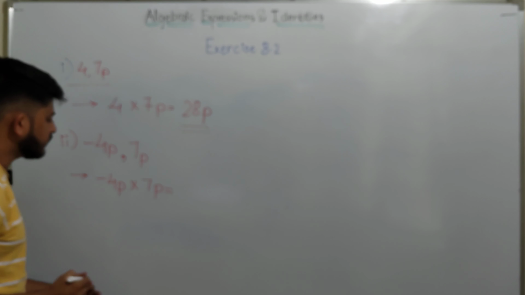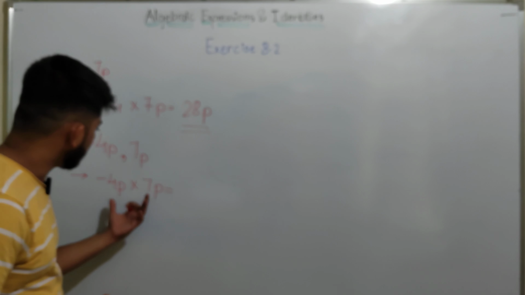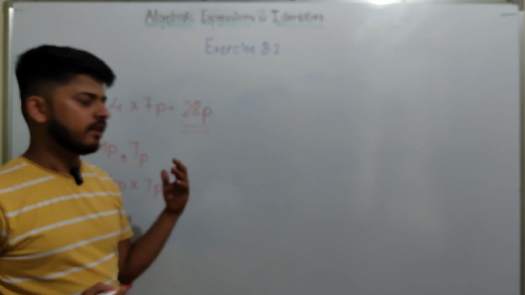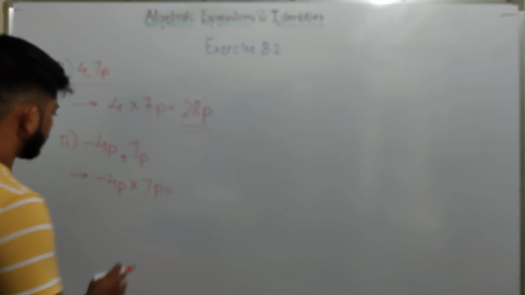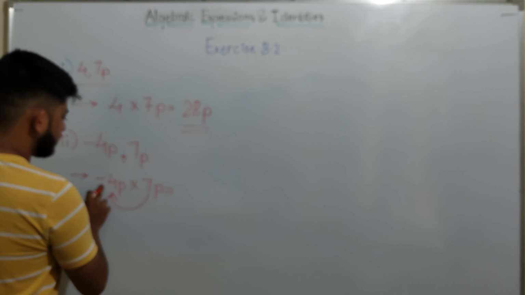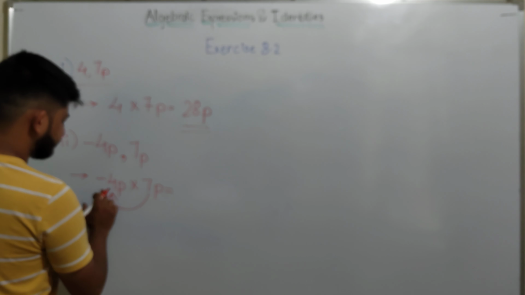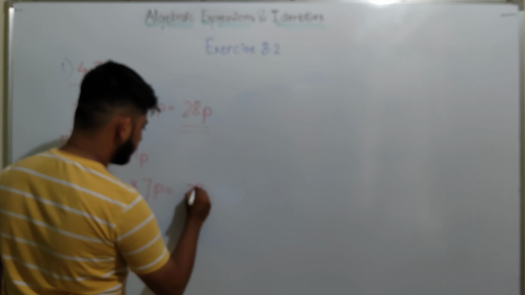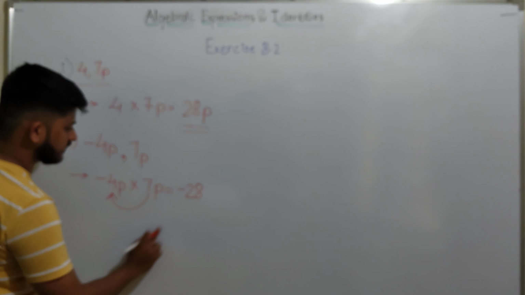Now you might get confused about how to multiply p into p. I mean to say minus 4p into 7p, sorry. So first what do you do? Multiply these coefficients. 7 fours are 28, right? We'll write minus as it is, the symbol.